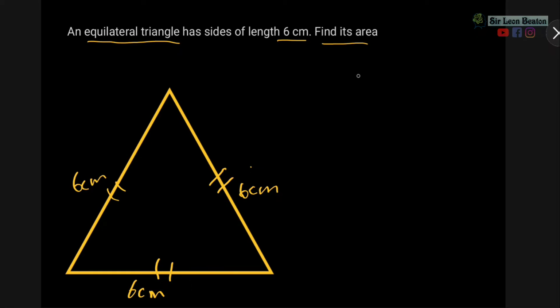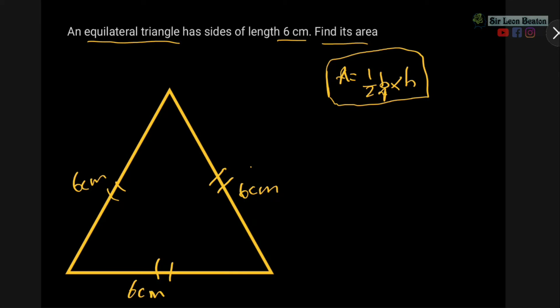The most common formula is area is equal to half base multiplied by height. That is the formula that we use to find area. And we know the base. We know the base is equal to 6. Well, what about the height? Is the height equal to 6? No, we cannot make that assumption.